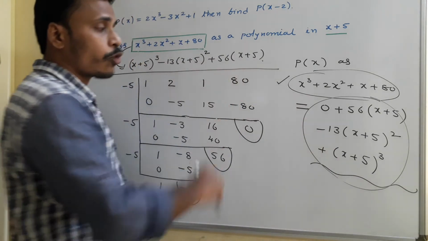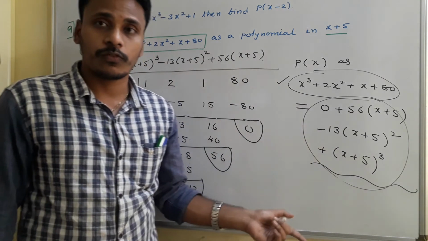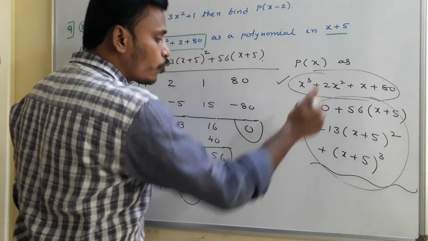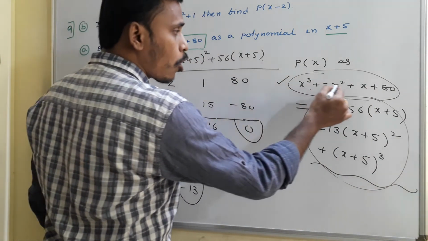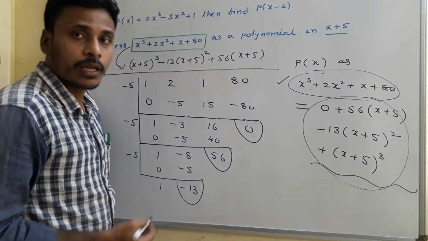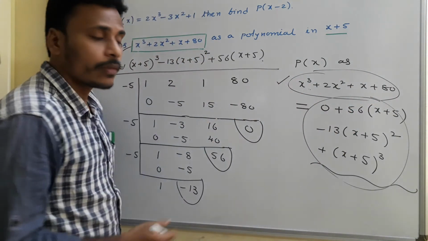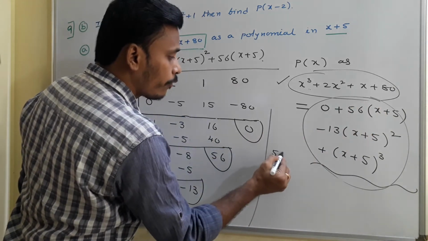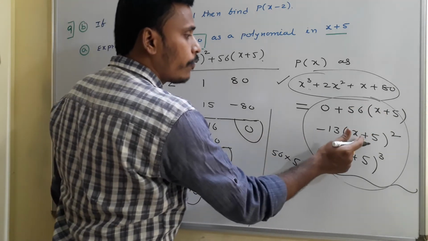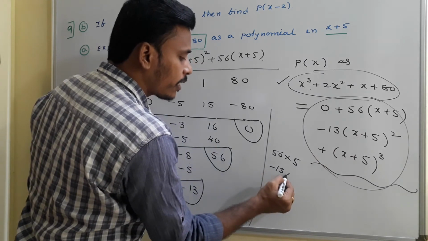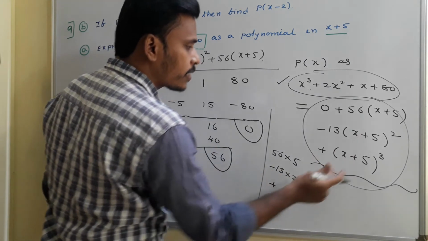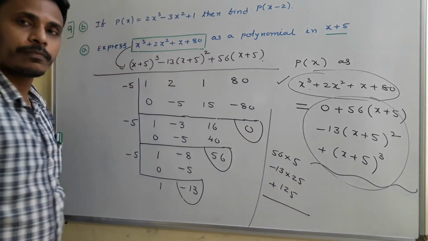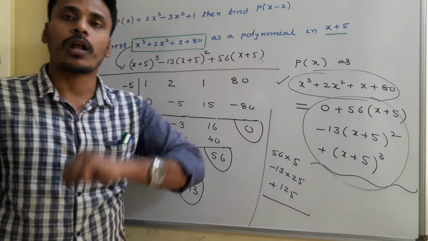But that is in terms of x, this is in terms of x plus 5. As a check, what I said, you just replace x with 0. If you replace x with 0, this first polynomial directly gives you 80. Replace x with 0 in the second one. If you replace x with 0 here, what will happen? If it is 0, 56 into 5. If it is 0, minus 13 into 25. Plus, if it is 0, 5 cube is 125.